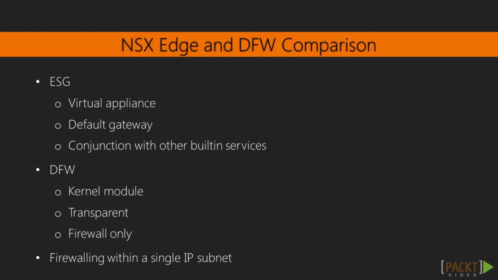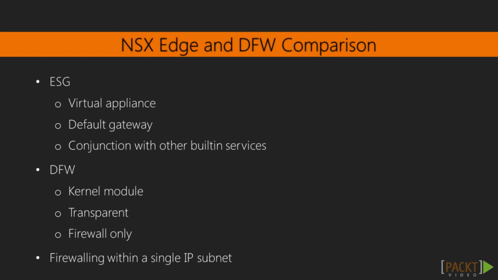The DFW, on the other hand, is a kernel module, thus placing the service a lot closer to the virtual machine. The DFW is fully transparent to the virtual machine, and that's one of the pretty cool features. It is firewall only, so the DFW does not contain any other features than firewalling. And it can be used without VXLAN. So the DFW is the only feature we have within NSX which could be used as a standalone feature.